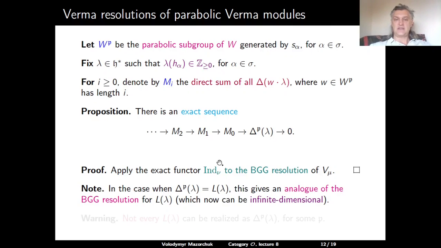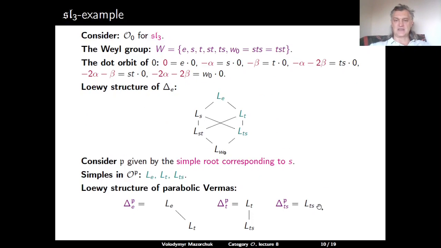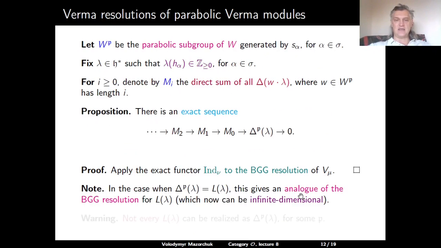In the very specific case, of which we already saw an example in our SL3 example, when the simple highest weight module L lambda can be realized as the parabolic Verma module delta p of lambda, in our SL3 example, we are talking now about the simple highest weight module LTS. It can be realized as a parabolic Verma module delta TSP. So in the case when we can realize our simple highest weight module as a parabolic Verma module, this proposition gives us an analog of the BGG resolution of the simple highest weight module in terms of Verma modules. And note that in this case, L lambda can now be infinite dimensional. So the bottom line is that even some infinite dimensional simple highest weight modules have an analog of the BGG resolution in terms of Verma modules for them.